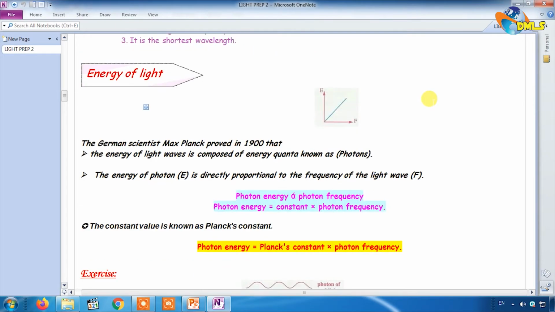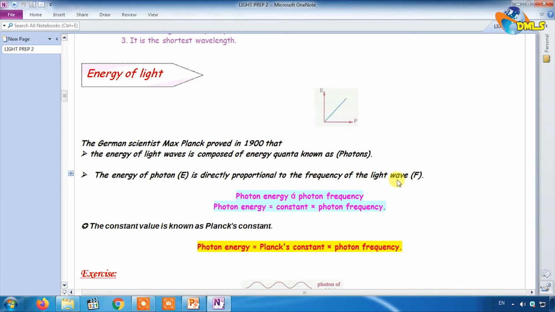Energy of light: a German scientist called Max Planck proved in 1800 that the energy of light waves is composed of energy quanta known as photons. So the energy of light is composed of photons. The energy of photons, we give it the letter E, is directly proportional to the frequency of the light wave. What is the meaning of directly proportional? Directly proportional means when the frequency increases, the energy increases.